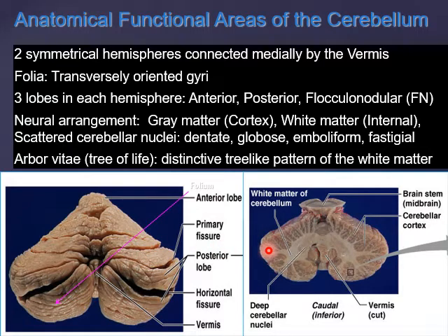Now you can see inside the structure of the cerebellum, the white matter inside and the gray matter outside. Arbor vitae, as you must have done in anatomy, is the distinctive tree pattern of the white matter. It is also called the tree of life. If you recall from the movie Avatar, if somebody has seen it, there was a tree of life in that. More or less the function and the physical appearance is the same as the cerebellar white matter.